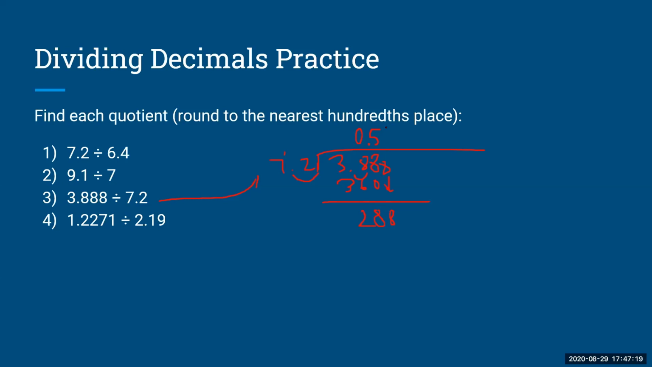That should be 4, because 4 times 2 is 8, and then 4 times 7 is 28. Yeah, and that's how you do it. So your answer is 0.54 for number 3. You just make this a whole number. So move this as many times as you need to, to get a whole number, and you make sure you do the same thing for the other number.